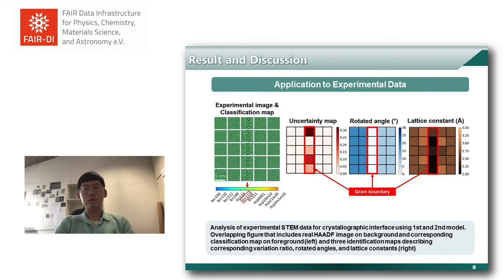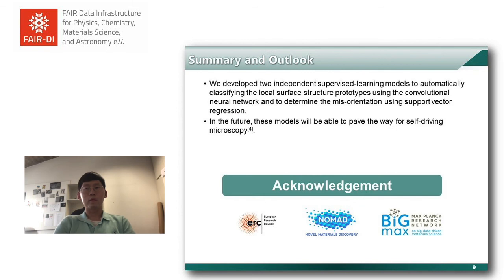And next, we apply it to the experimental data. And here are the experimental images and the corresponding classification map in the left figures. And using our models, we can figure out the key features of local regions and even the location of grain boundaries. In summary, we developed a new automatic analysis tool in order to identify the crystalline interfaces.